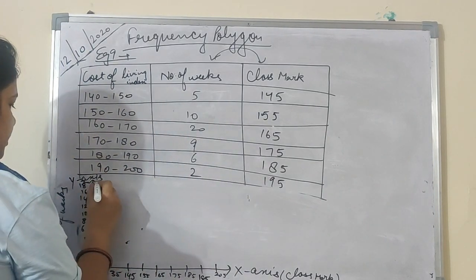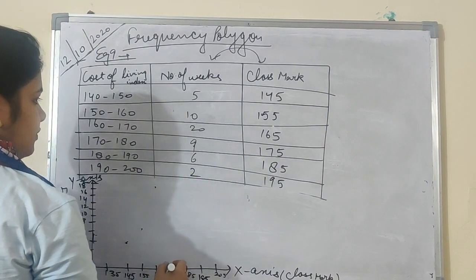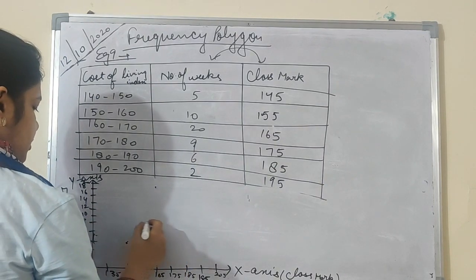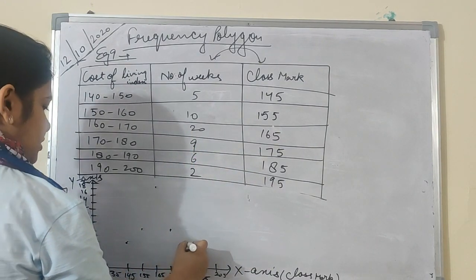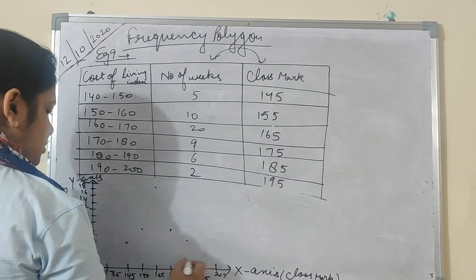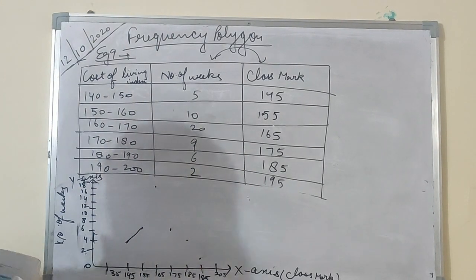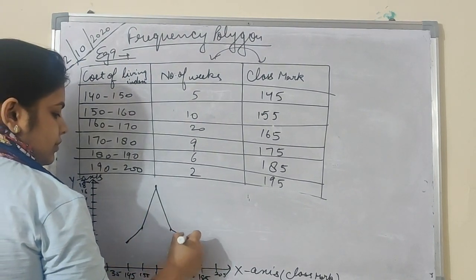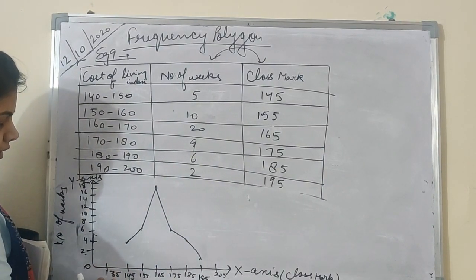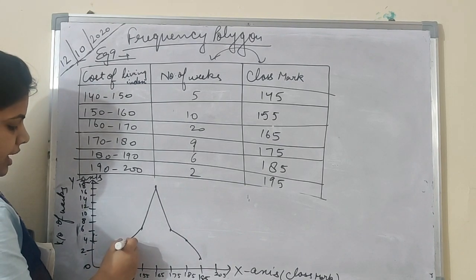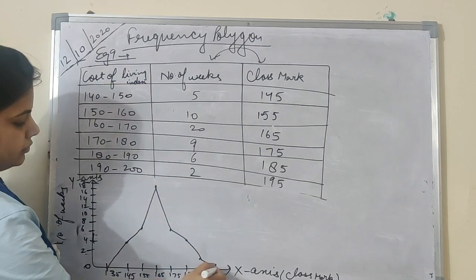Then for next, 20 and 165, that means here. Then for next 175 and 9, that means somewhat here. Then 185 and 6, then 195 and 2. Okay, so here you will observe that we will straight away make these lines by joining these dots. Okay, now you will observe why I have made this 135 first, because as I have told you, we will start our frequency polygon from the x-axis and end at the x-axis. So like this we will do.